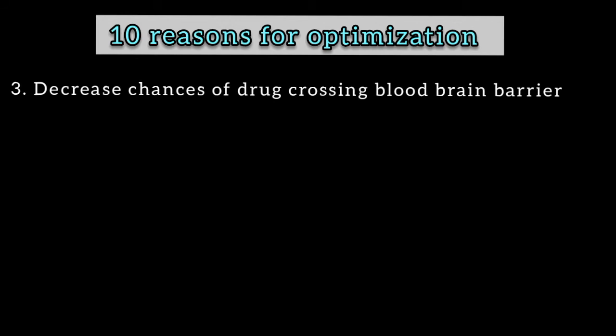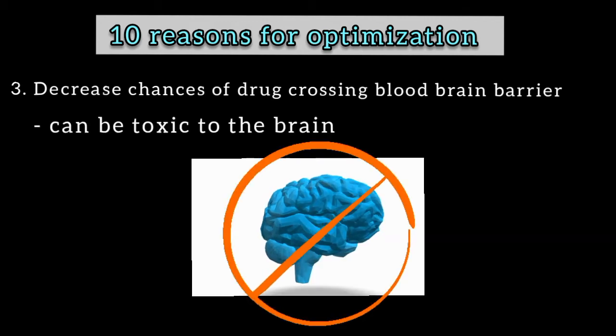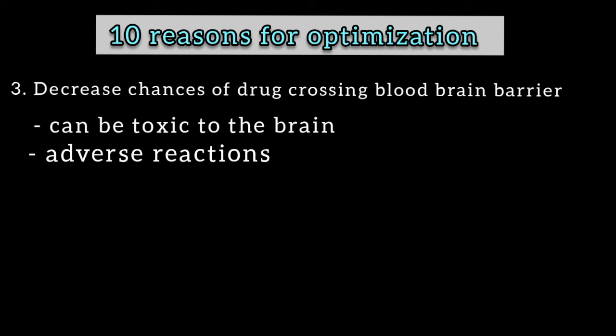Another reason why you'd want to optimize the lead molecule is to decrease the likelihood of the drug crossing the blood-brain barrier. When a drug can easily cross this barrier and reach the brain, it is likely to cause toxicity to the brain and also have adverse reactions, and this is not good for a patient. There's also no need for a drug to cross this barrier if it's meant to have a therapeutic effect somewhere else in the body.